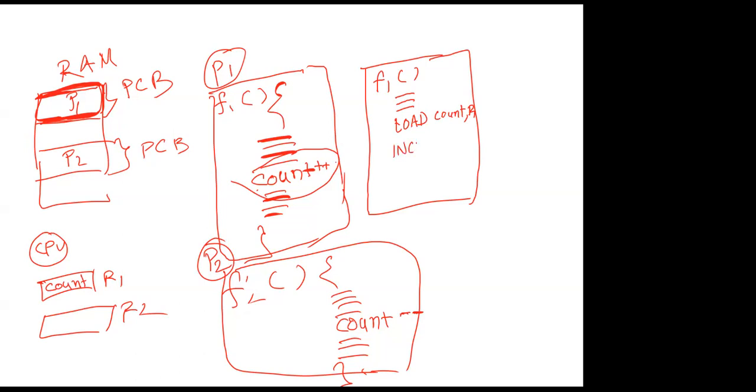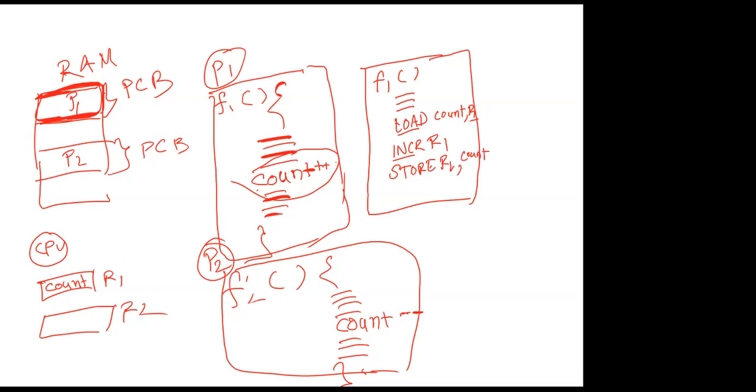Then it will increase the count value. If you write in assembly code, you need to do this kind of instruction. Increase the value of register R1, and then you need to store R1, sorry, R1 to count. R1, then comma count.